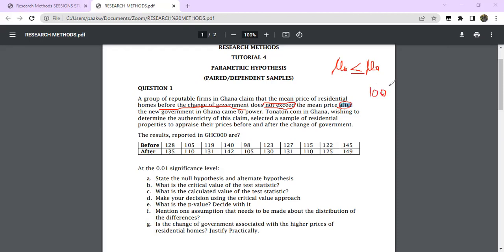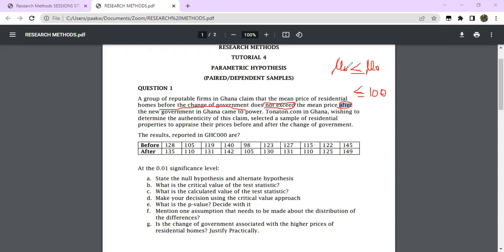If you are given 100 cedis and you are told you can't spend more than this 100 cedis, do you either use equal to this 100 or use what? Less than this 100 cedis. You get it?